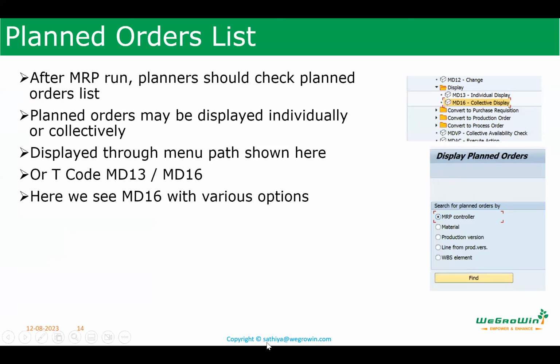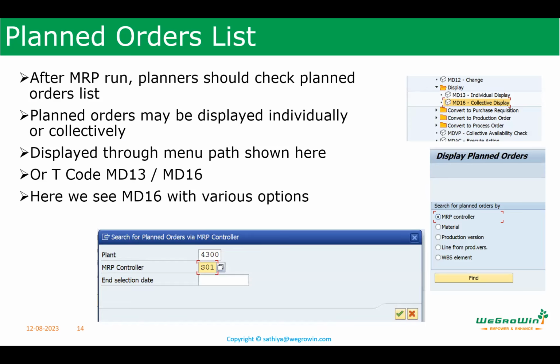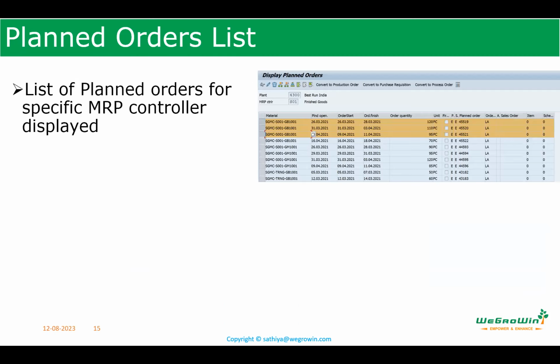Now, in plant order MD16, we can see different options. Again, the radio button. Whenever there is a radio button, it means you can select only one parameter. Here you can select MRP controller or material, production version, or those things. And then plant. So by entering the plant and MRP controller, the system will show you what are the plant orders. These are the plant orders which are there.